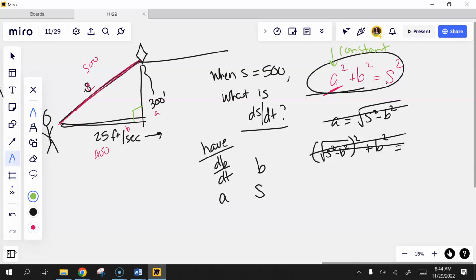Gosh, I don't agree with that. When is the wind ever just blowing? I guess because it says horizontally. Okay, so my derivative is really 2b dB/dt equals 2s ds/dt.